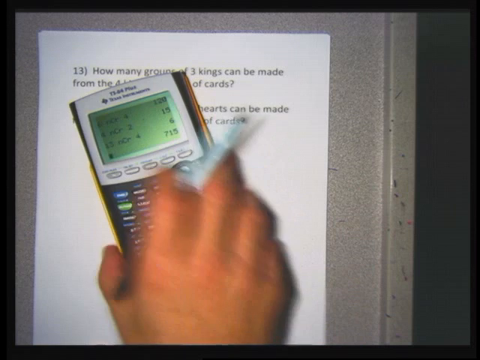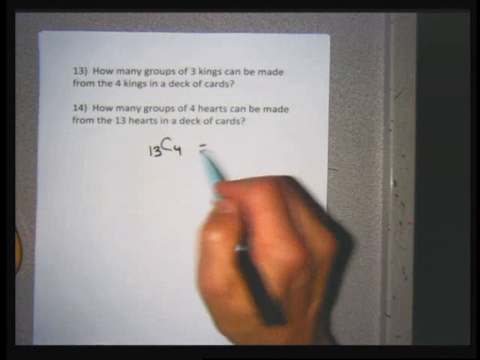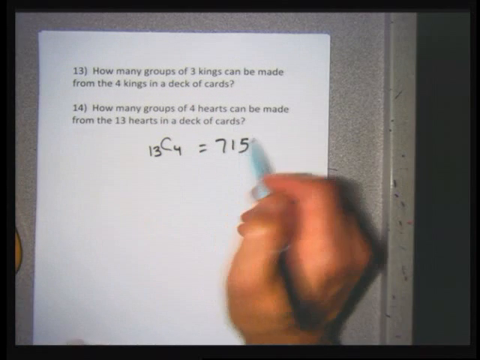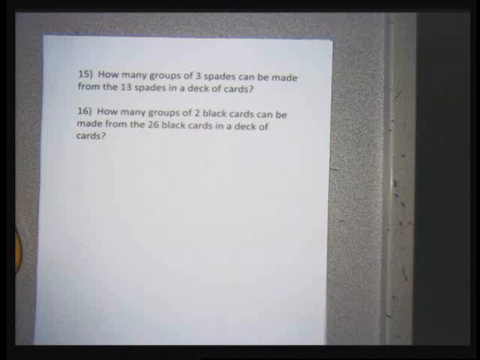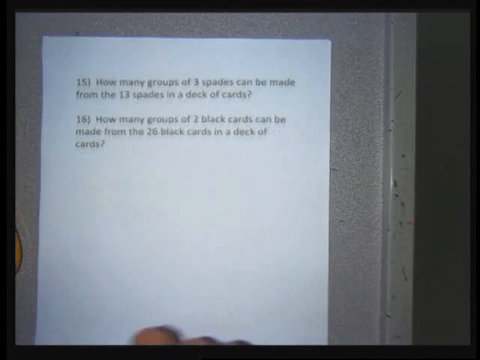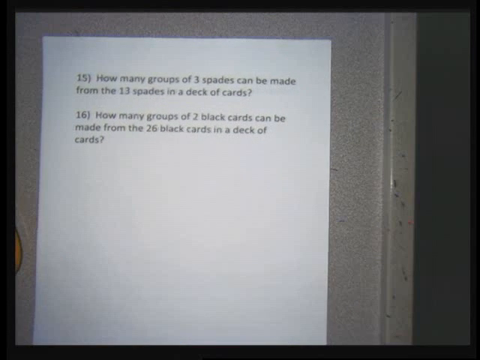And there's 715 different groups of 4 hearts that you could make from the 13 hearts in a deck of cards, if only the 4 cards that were selected matter and not the order that they're selected in. That's the first half of this section. Not quite. That's almost the first half of this section. I actually have 3 more problems to finish out this first half.